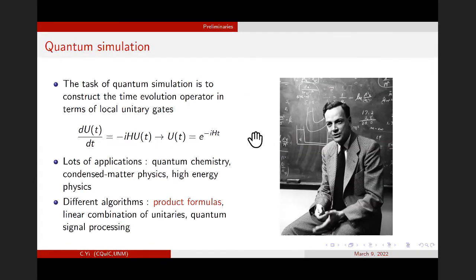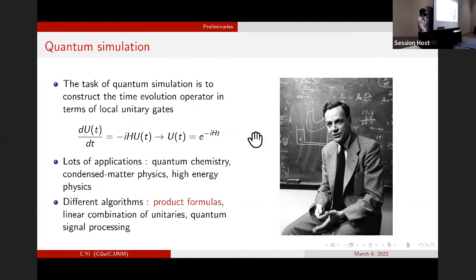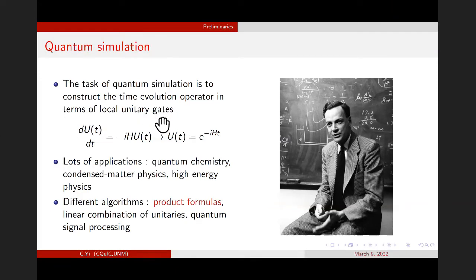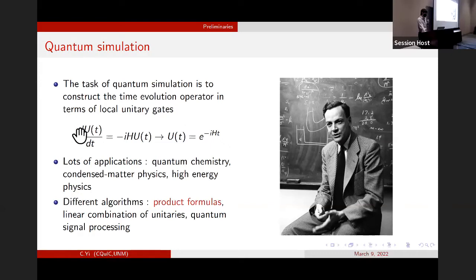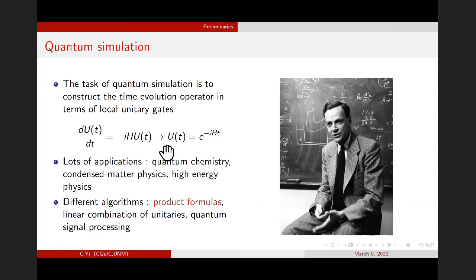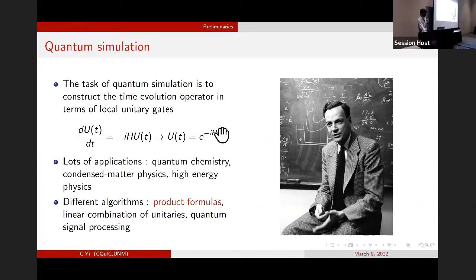Quantum simulation is one of the most interesting and promising applications of quantum computers. The task of quantum simulation is to construct the time evolution operator in terms of only local unitary gates. Basically, we want to solve the Schrodinger equation, and in the matrix representation, it is equivalent to constructing a good approximation of this unitary for some Hamiltonian H and some simulation time t.